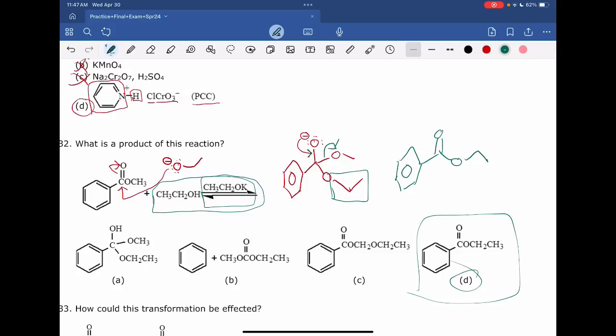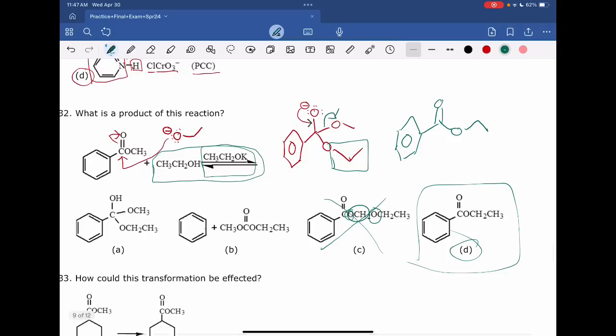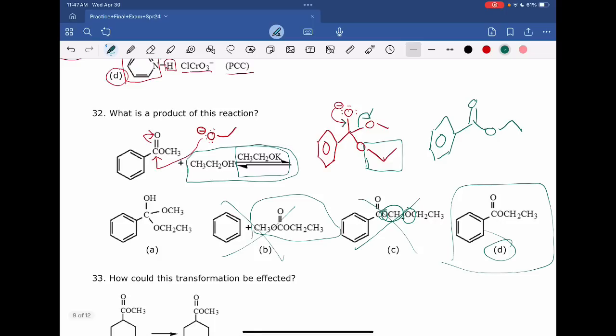In C, they're adding, they made an oxygen-carbon bond to this. C just doesn't make sense. B, they separated the ring and what looks like an ester to me. So no, B doesn't make sense. And A, no, A doesn't make sense also. This charge has to go back down and kick either this or this out. So A is wrong.